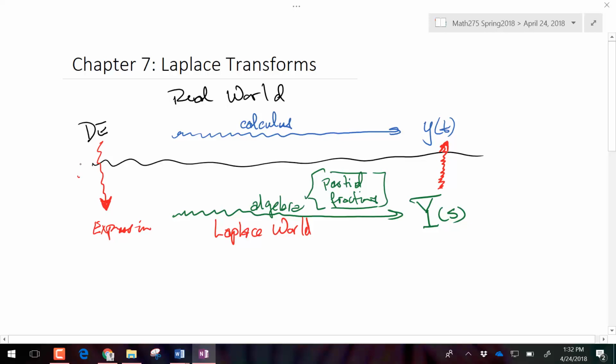Now, clearly, there are these trips that you need to take to go to the Laplace world and back, and that requires some calculus. But once we establish the calculus for those things, then we're just going to use these formulas to take us to the Laplace world and to take us back to the real world. Okay? So the step that you take to go into the Laplace world is called the Laplace Transform.